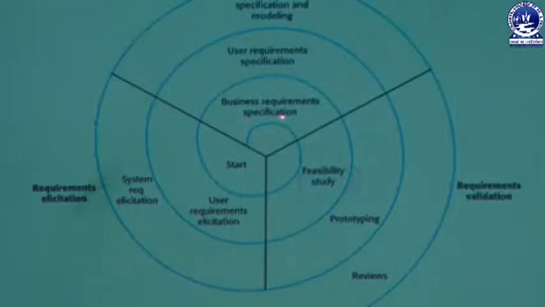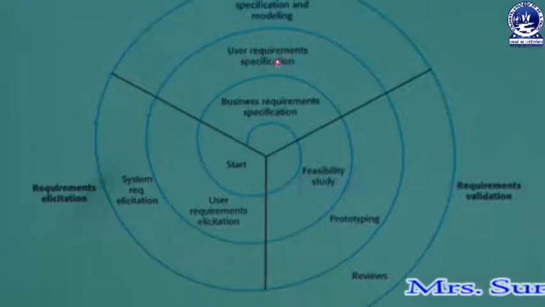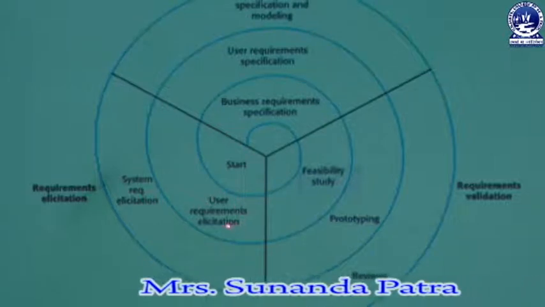So here is the business requirement specification. That means we have to develop the software as per our application domain. So this is the application domain actually. Then we will go for the user requirement elicitation. That means who the end users are and what their requirements are. Once I get what my end user actually expects, then I will go for the second phase, that is user requirement specification. Here is the user requirement elicitation.